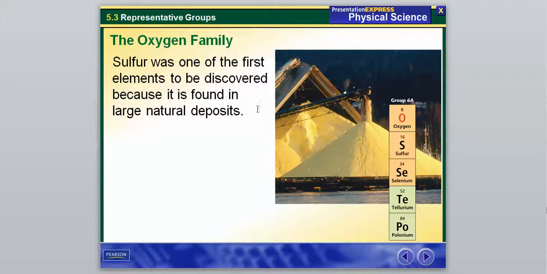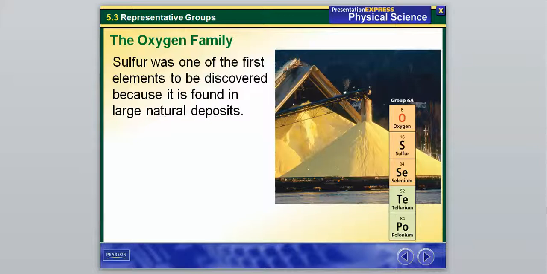And then another member of this group, sulfur, was one of the first elements ever to be discovered because it's found in large natural deposits. So there's just big batches of sulfur, again, kind of all clustered together, and that made it one of the first elements to ever be discovered. So I believe that's it for the oxygen family. Again, we're going to keep moving along here.